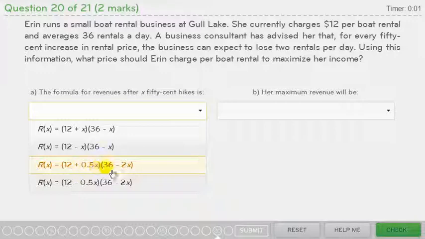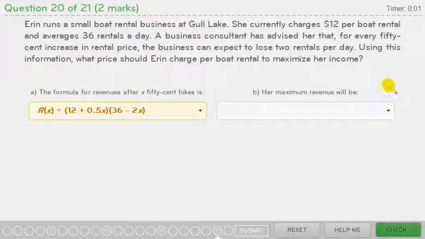In addition, we also have this part over here. This part talks about how many rentals we're having a day. Every time we have an increase of 50 cents, we're going to lose 2 customers. So it would make sense that we would subtract 2x, like so. So this would be our solution.